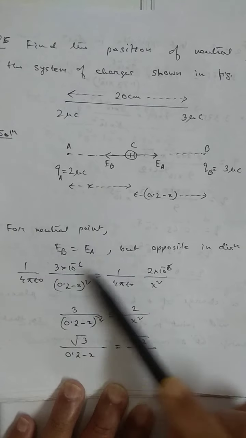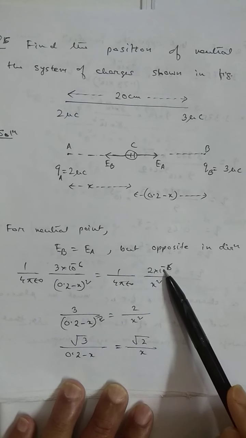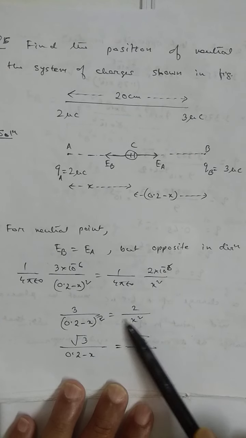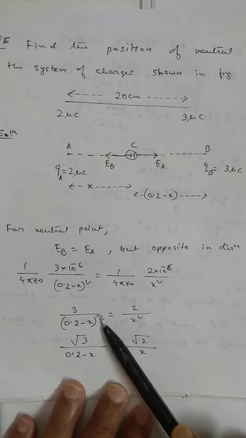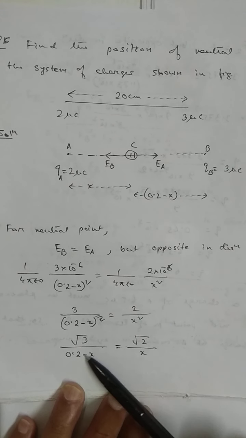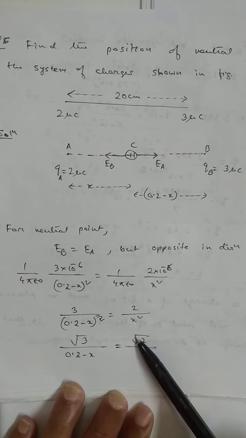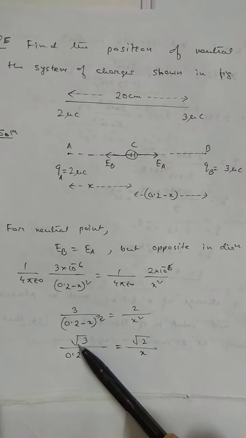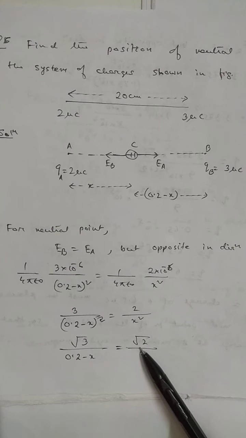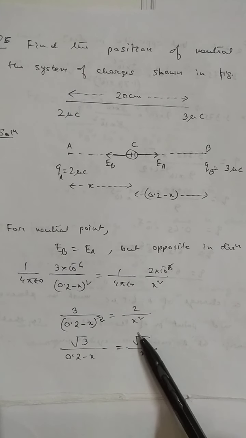So this and this get cancelled, 10 to the power minus 6 and 10 to the power minus 6 get cancelled. Then I remove the squares by taking the square root: square root of 3 by 0.2 minus x equals square root of 2 by x. What is the square root of 3? 1.73. What is the square root of 2? 1.41. Cross multiply it.